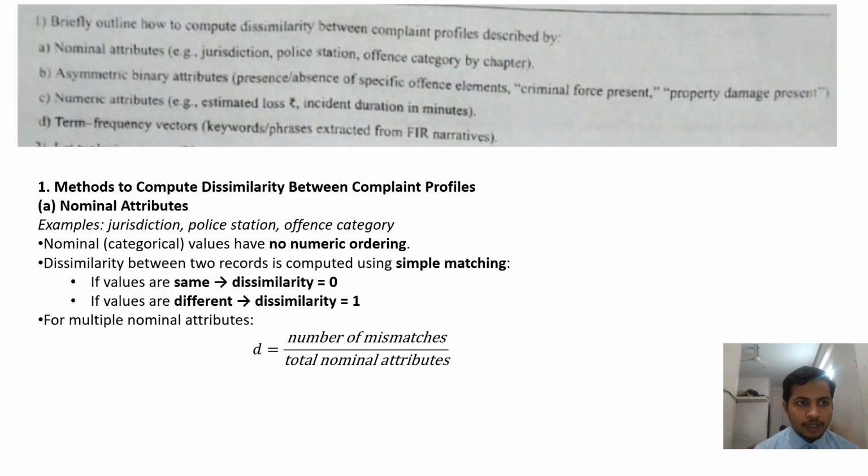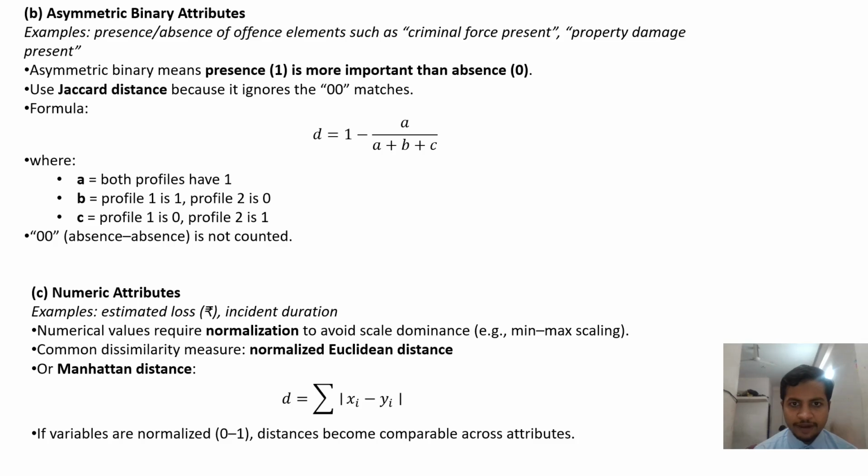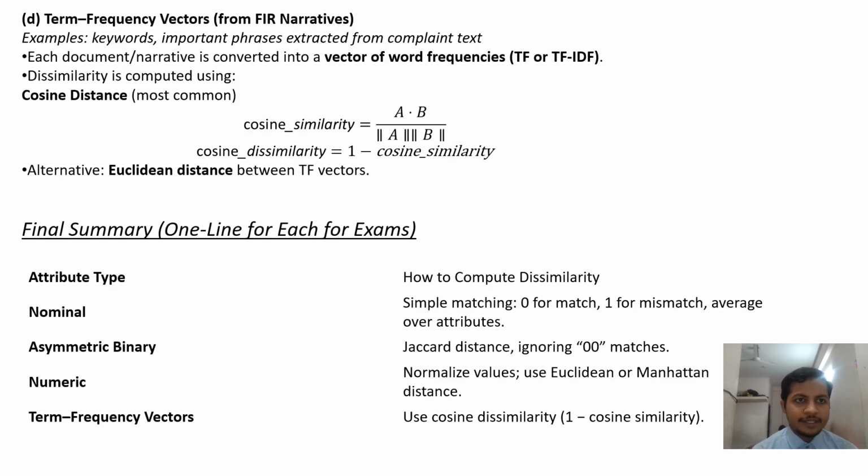The fourth, D, is term frequency vectors, keywords and phrases extracted from FIR narratives. Examples are keywords and important phrases extracted from complaint text. Each document narrative is converted into a vector of word frequencies, TF or TF-IDF. Dissimilarity is computed using cosine distance, which is the most common.